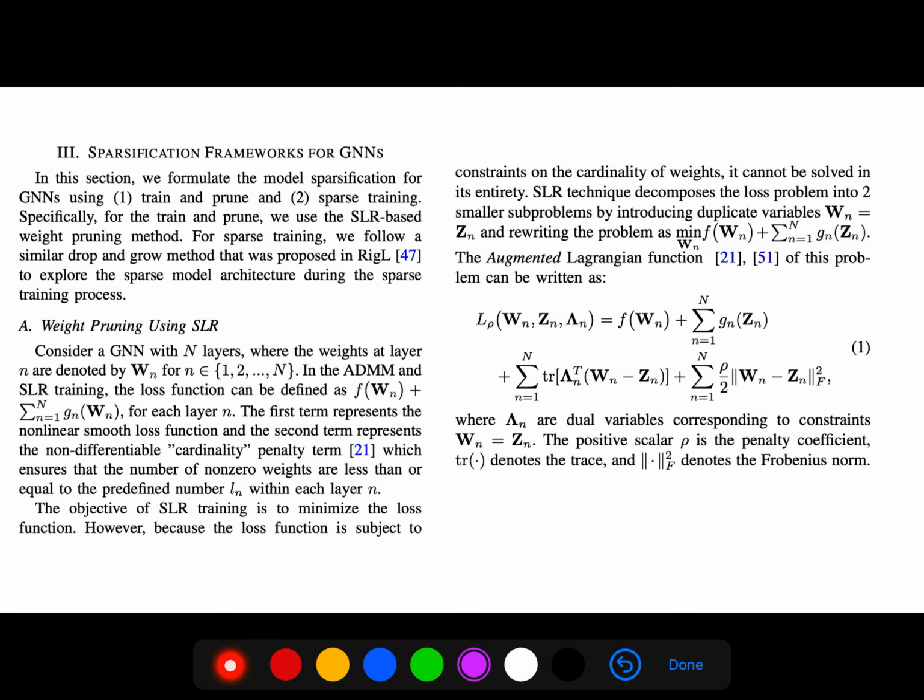I have an article where I used ADMM for a bipartite graph in the context of natural language processing. So it's very important. This ADMM is very efficient. In the ADMM and SLR training, the loss function can be defined like this.